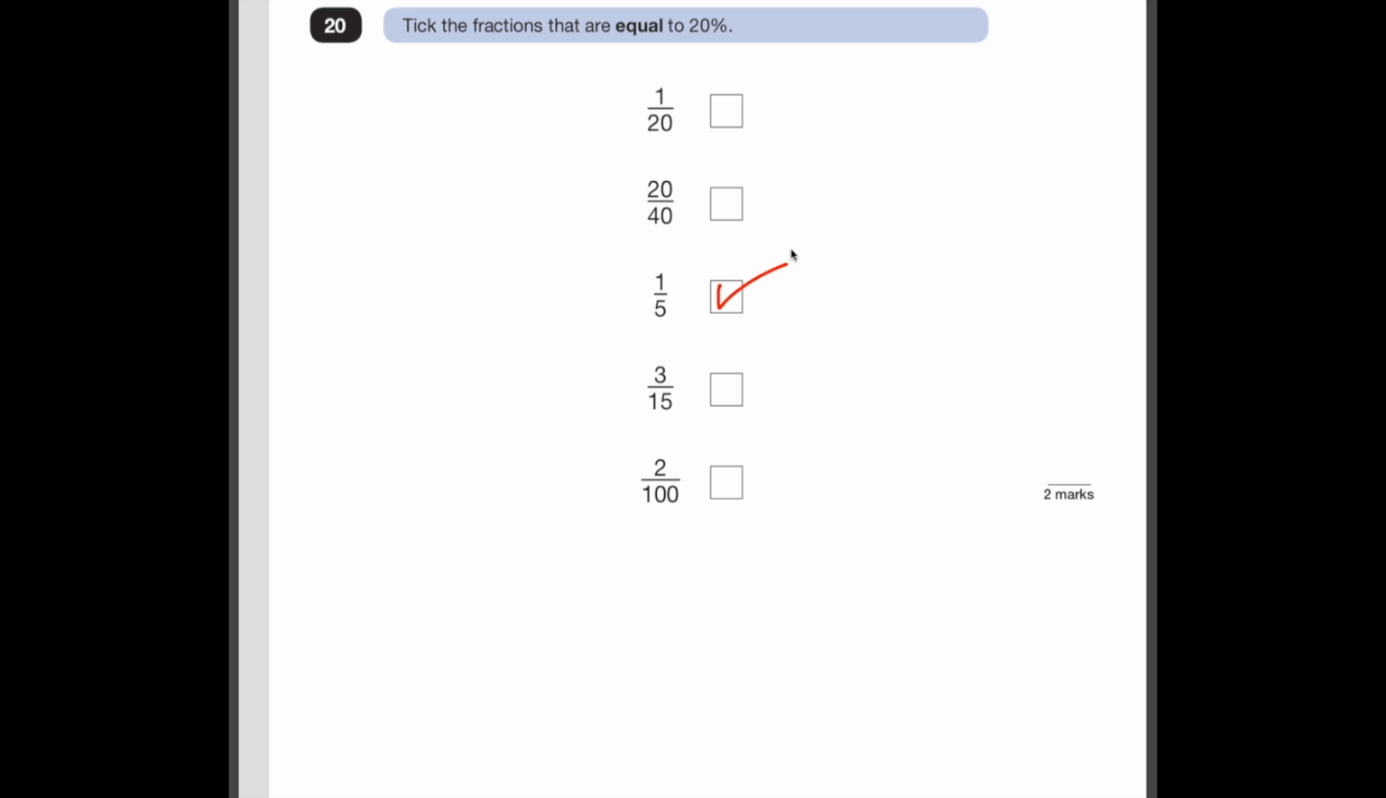So what I mean by that is we can multiply the top or the bottom by a number to arrive at a similar fraction. And in this case, the one that you can multiply to get the same at the top and the bottom is this one here, 3/15. If you multiply the top by 3, you get 3. If you multiply the bottom by 3, you get 15. So this is equivalent to 1/5. So this one is also correct.